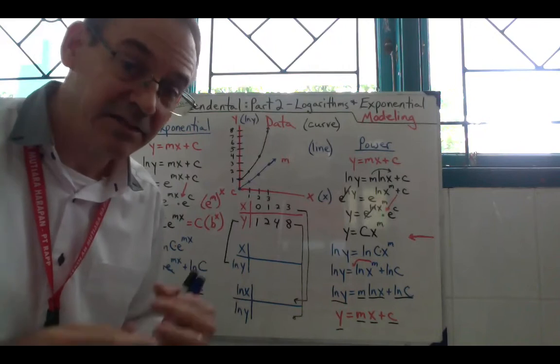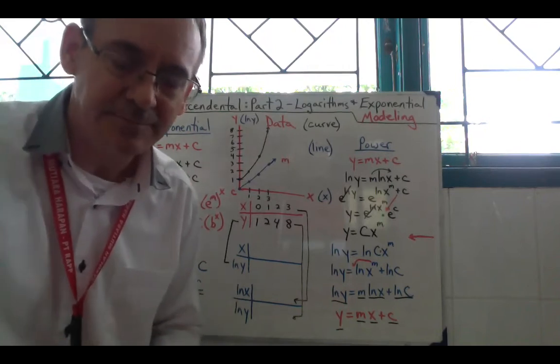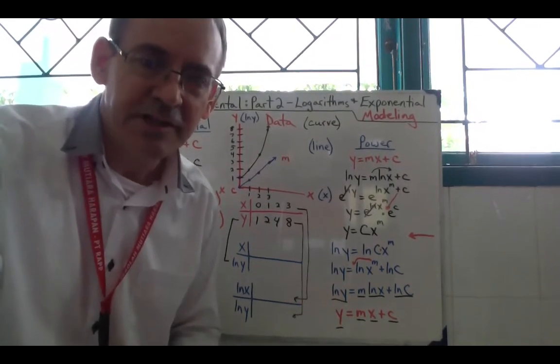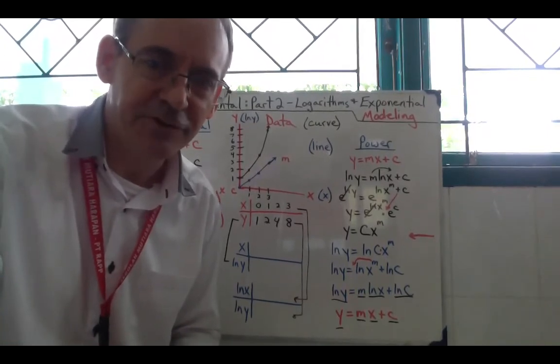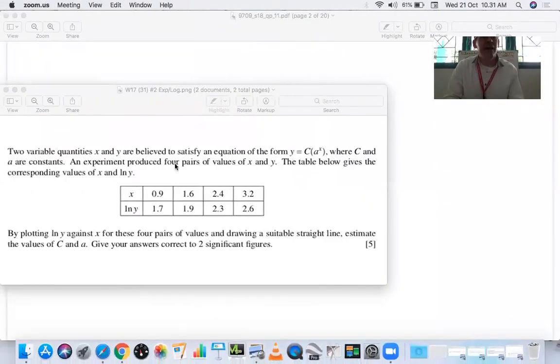So let's look at the few examples that I could find from Cambridge past papers. Let me set up the first one. Okay, let's look at our first question here. Screen share. Here you can see up here the code if you're interested in the past paper it came from. Two variable quantities, x and y, are believed to satisfy an equation of the form y equals c times a to the x, where C and A are constants.